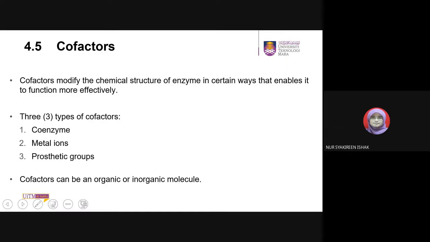So a cofactor modifies the chemical structure of the enzyme in certain ways that enable it to function more effectively. The three types of cofactor are coenzyme, metal ions, which we can also call activators, and prosthetic groups. Cofactors can be organic or inorganic molecules. Metal ions, for example, are inorganic molecules. It can be, for example, magnesium or calcium ions. Those are inorganic molecules; they are ions.